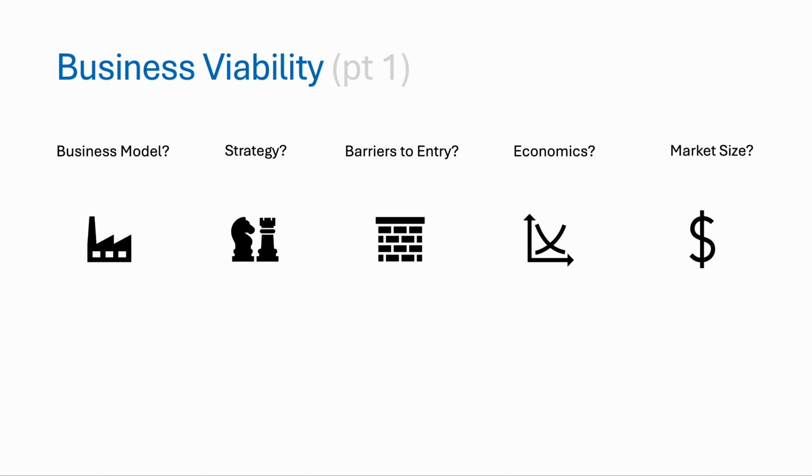What are the barriers to entry associated with the market? For example, investment, capital, regulations or permits, intellectual property, and so on. What are the economics associated with the product? What do we think the cost would be to create the product and where we would need to price to break even and ultimately turn a profit? What is the market size?